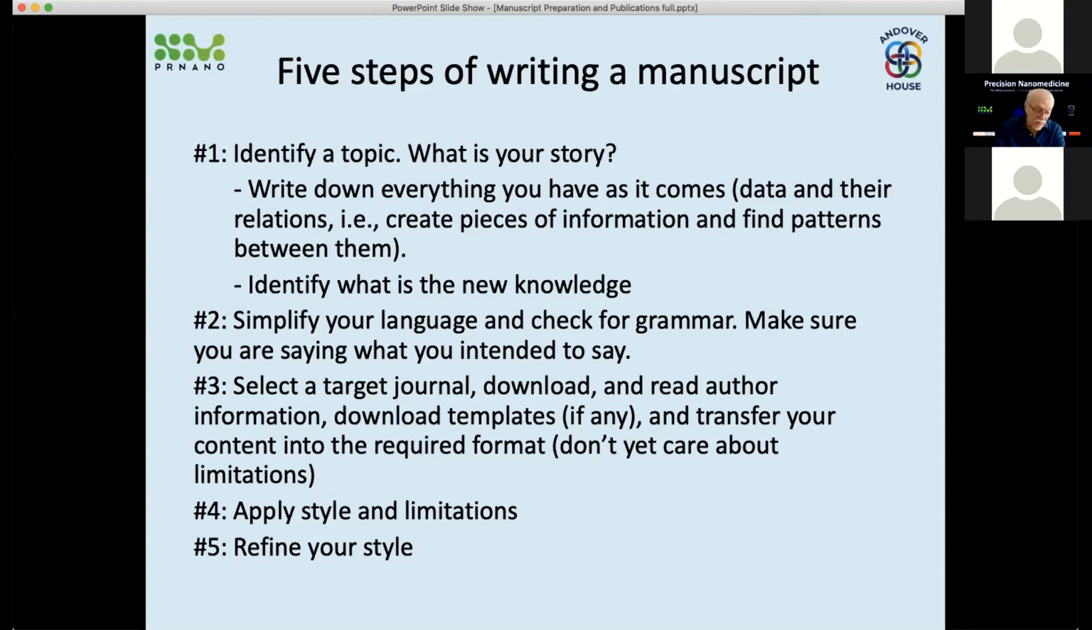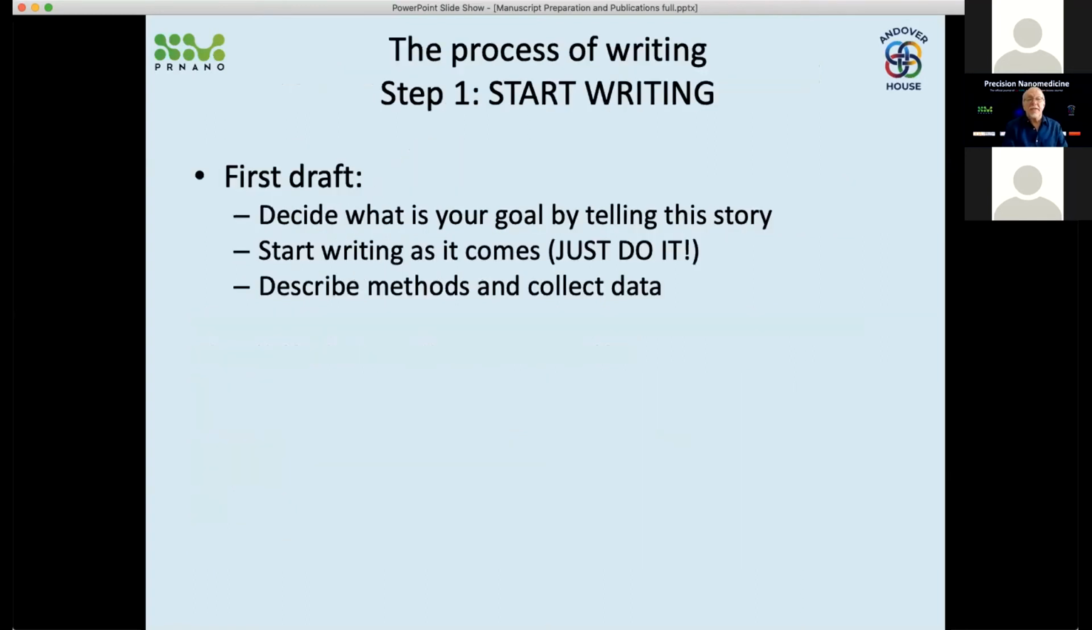Usually, during the semester or the course, we talk about that, and I'll give you a few examples later. But let's just stay with refining your style. So the process itself: Step 1 is definitely start writing. Don't delay, don't postpone that. Don't say, oh, I'm gonna do it tomorrow. No, start it today. In the first step, decide what your goal is by telling the story.